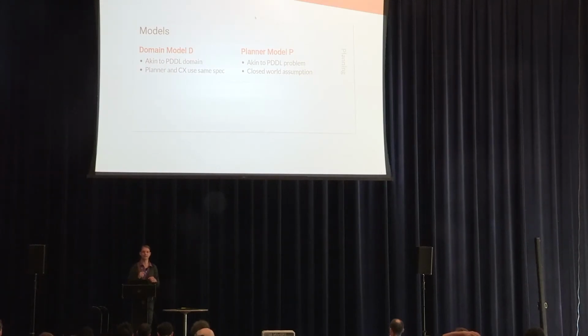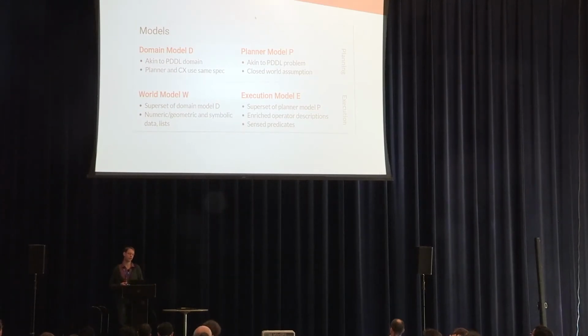We use the exact same specification both for the planning system and also for the execution system. But what we do then is we actually extend the model that we have. For one, our world model, which is the data that we have about the system, on the execution side can also deal with numeric and geometric data. It can also have more complex data structures that give us more handle on the data that we see in the real world with the robot. The execution model then is a superset of the planner model, which is the problem.